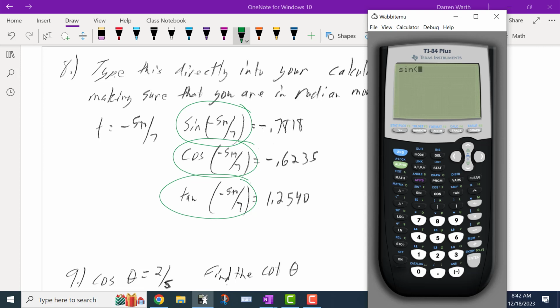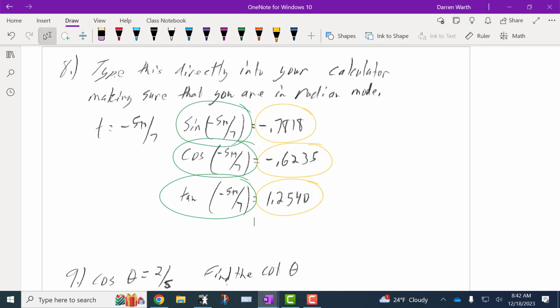Once we're done, type it in directly into your calculator exactly as you see it. Type in sine of -5 pi divided by 7, hit enter, and it comes out to be -0.7818. Next, cosine of -5 pi divided by 7, hit enter, and it comes out to be -0.6235, rounded off. Then the tangent of -5 pi divided by 7, hit enter, and it rounds off to 1.2540.